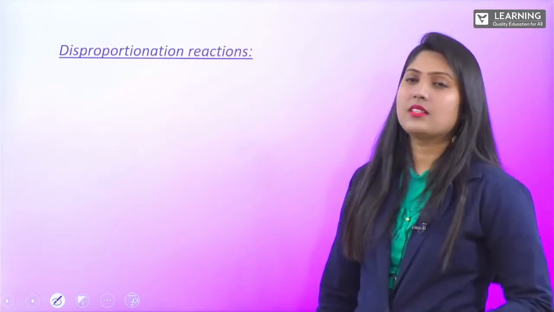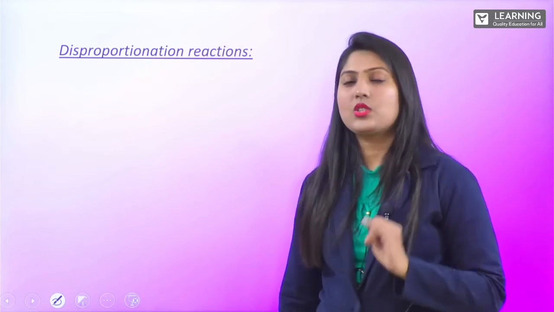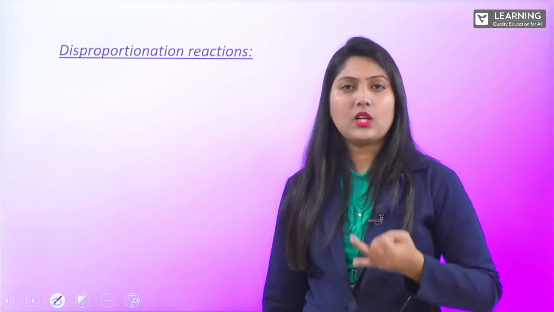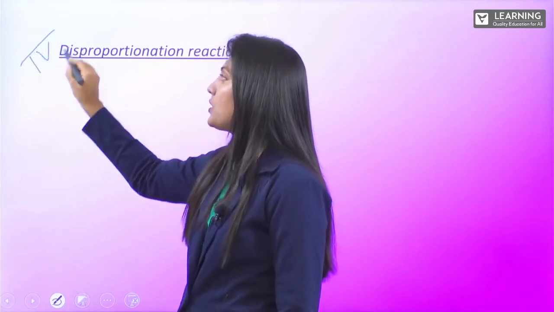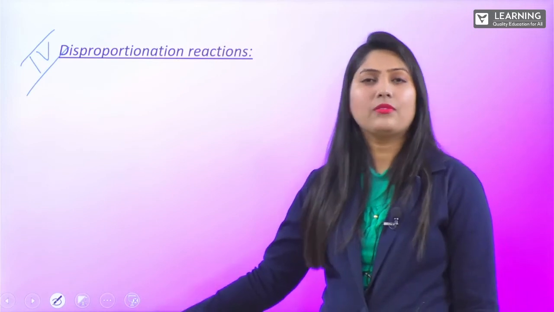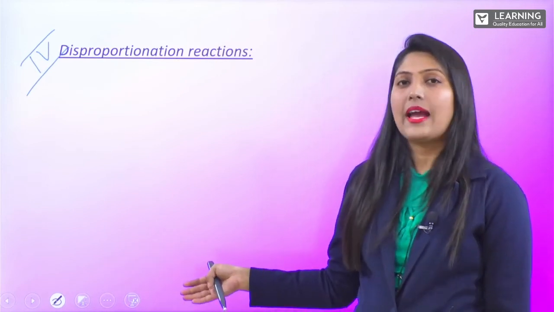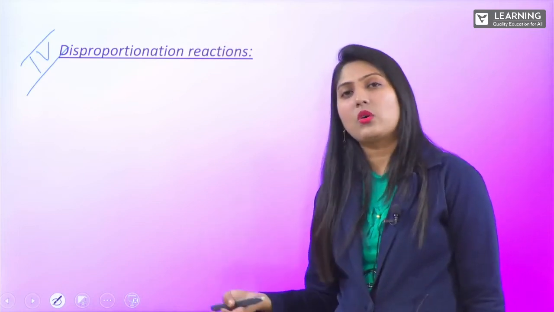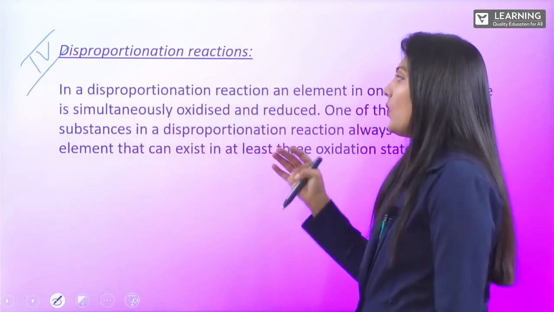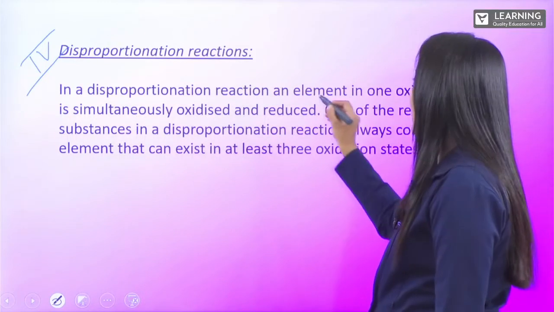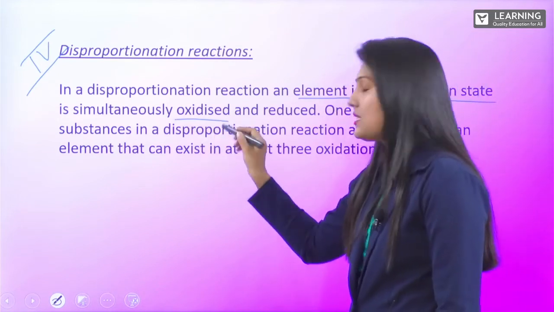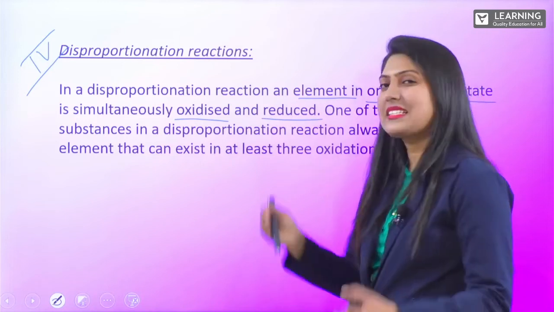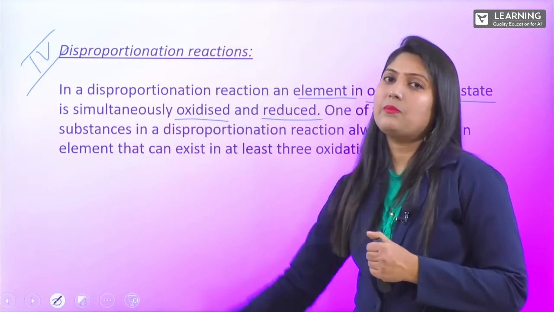Good. This is the next, the disproportionation reaction. We finished with the combination or decomposition reaction, displacement reaction, and this is the fourth one, the disproportionation reaction. As I already informed you while solving the problem, iodine can give you 2 or more types of oxidation number for the same element. So in a disproportionation reaction, an element in one oxidation state is simultaneously oxidized and also reduced. The same element is oxidized, the same element is reduced.